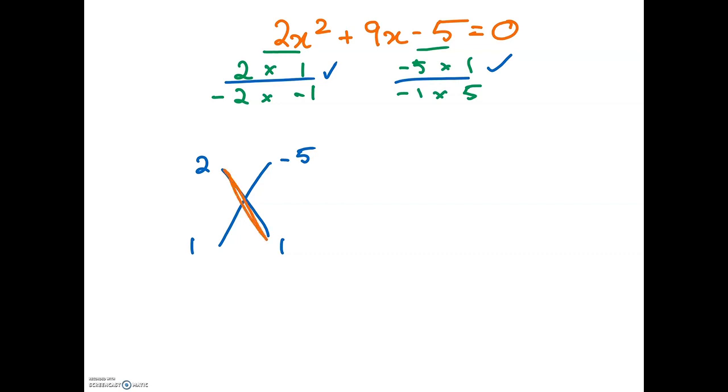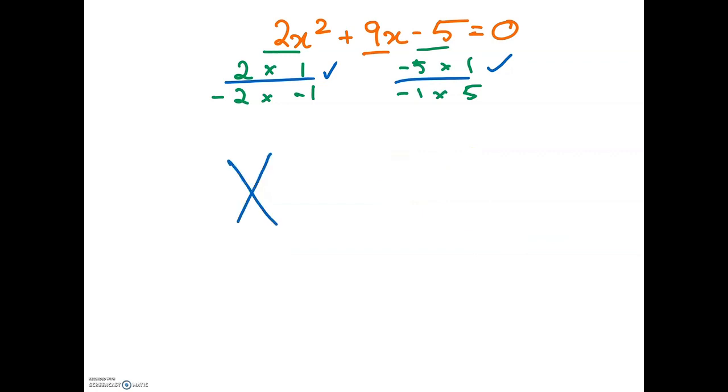So let's cross 2 times 1. So 2 times 1 is equal to 2. And then negative 5 times 1. So negative 5 times 1 is equal to negative 5. You're going to add those two numbers. Comes up to negative 3. Does it match our middle term? No. So we're going to try another cross.